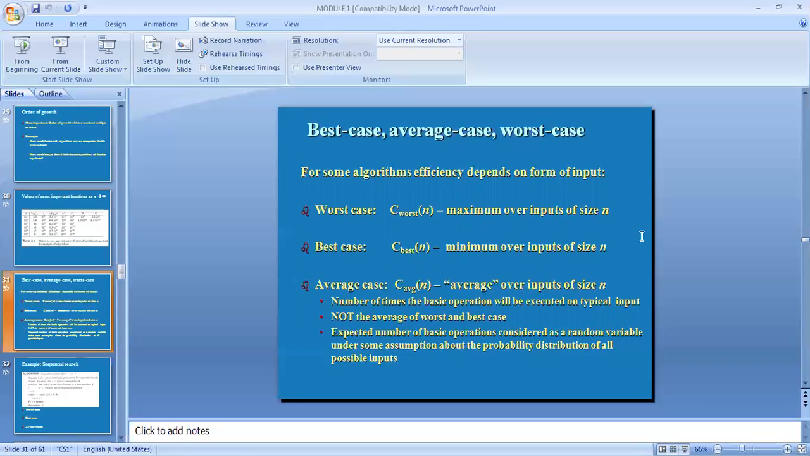So C is the cost that is measured. It could be average, best or worst, depending on the input n. The number of times the basic operation gets executed on a typical input is the basic measure of efficiency, not the average of the worst and the best case. It is the expected number of operations, considered as a random variable under some assumption about the probability distribution of all possible inputs.